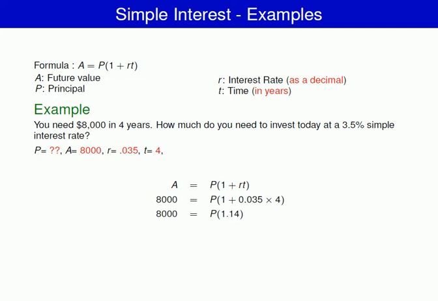So simplifying, we get 8,000 equals 1.14 times P, and P is equal to 8,000 divided by 1.14, and you have to start with an investment of $7,017.54. You can always round it off to the nearest penny or even nearest dollar if it's a large amount.